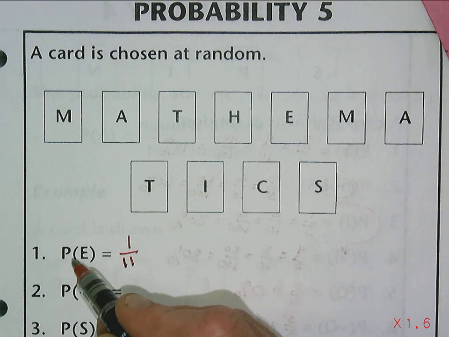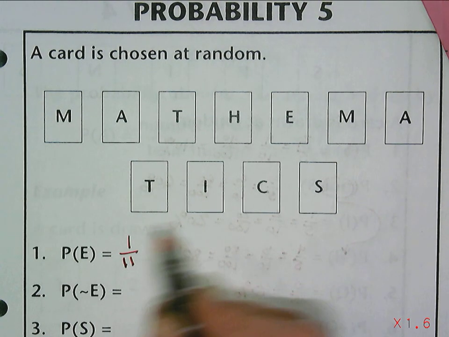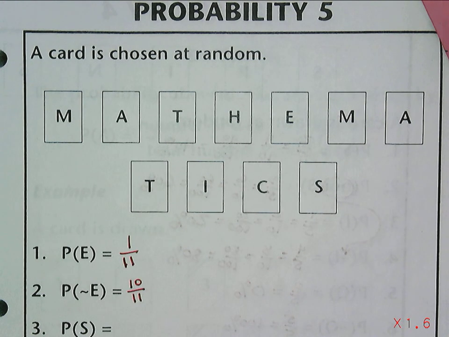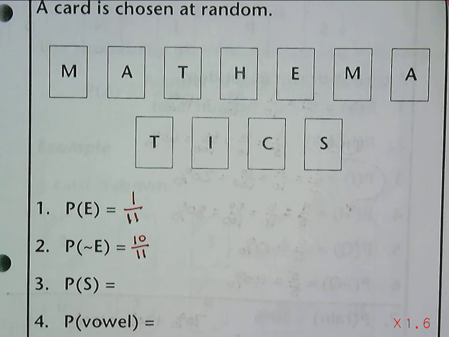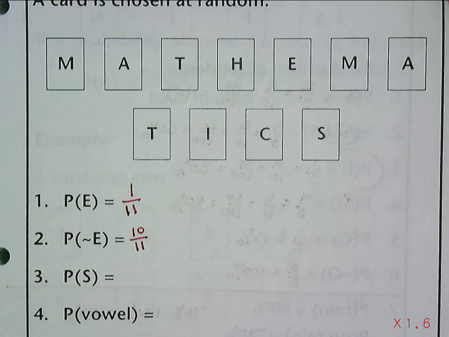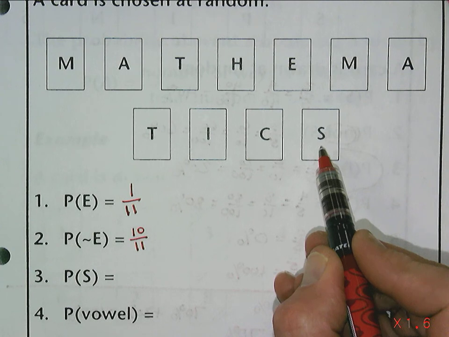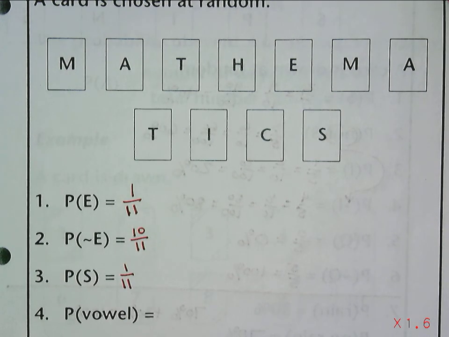If the probability of an E is 1 out of 11, then the probability of not choosing an E would be all the rest. And since there's 11 cards, that would be 10 of the 11. And then the probability of an S. The letter S only occurs once in this deck again. So again, we would have a 1 out of 11 chance of choosing the letter S.